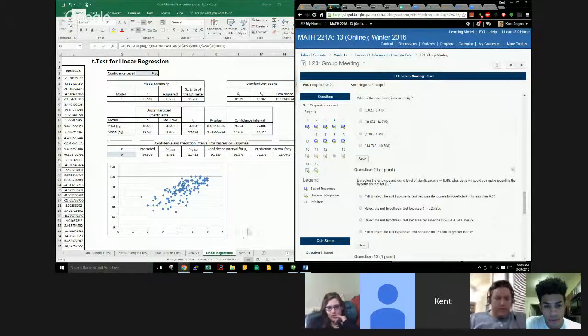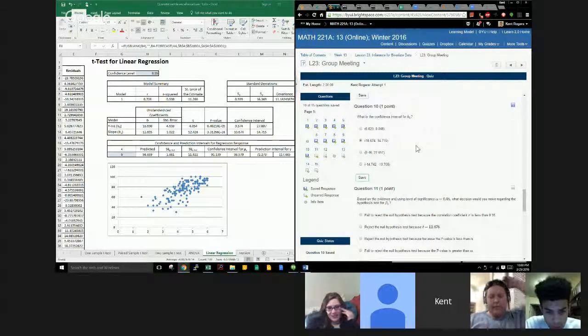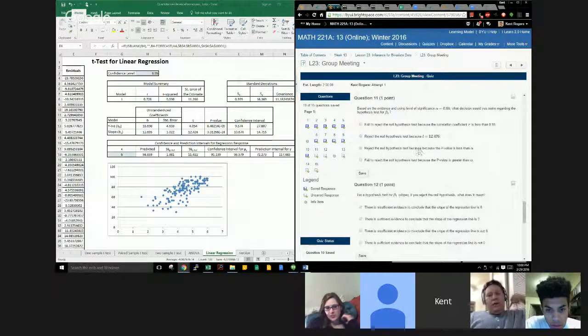Confidence interval for B1. 10.674 and then 14.715. Yes, and it actually matches. That's really nice. Based on evidence and using level of significance 0.05, what conclusion would you make regarding the hypothesis test for B1? So values are really small, right? So we reject the null. We can reject it because T is so large. The P value is less than alpha.